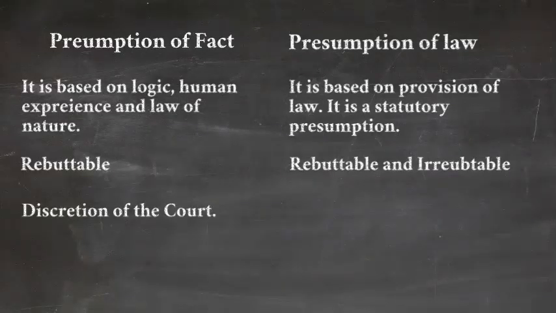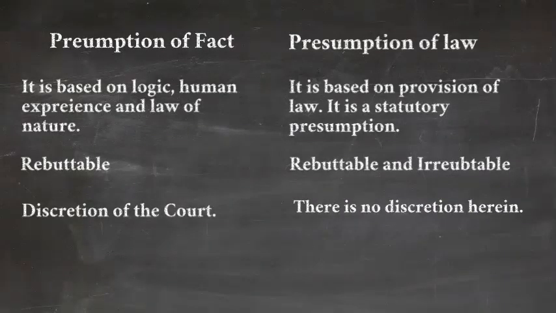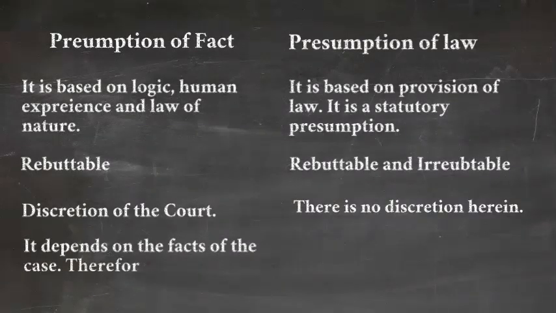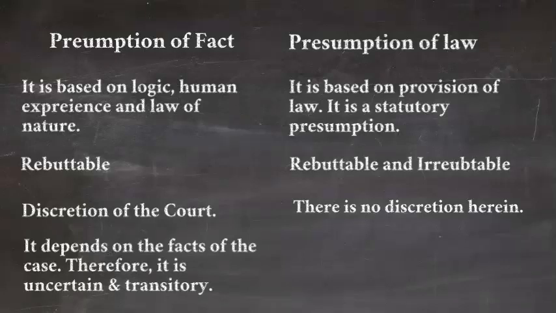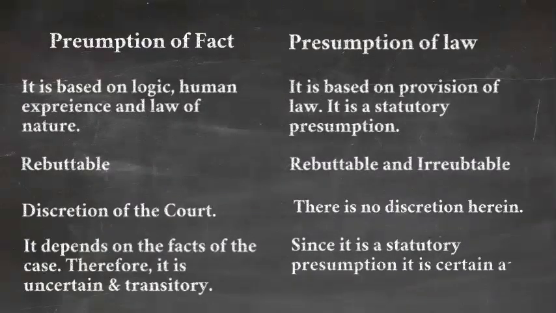Presumption of fact is at the discretion of the court, whereas in presumption of law, the court does not have discretion and is bound to presume. Presumption of fact depends upon the facts of the case, therefore it is uncertain and transitory. But since presumption of law is a statutory presumption, it is certain and uniform, does not depend upon the facts of the case, and is not transitory in nature.